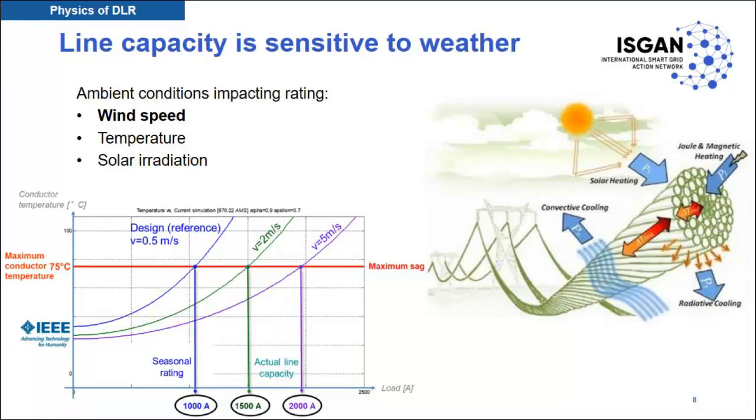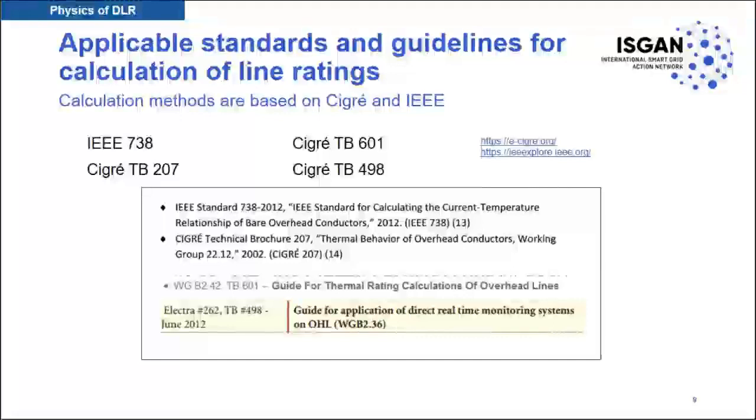So as I said, it is not very simple, because to find the answer, what is my margin, this answer cannot be found by solving one simple equation. That's why international bodies like IEEE and CIGRE have designed standards that are applicable if you want to engage in dynamic line rating. So there are different types of standards.